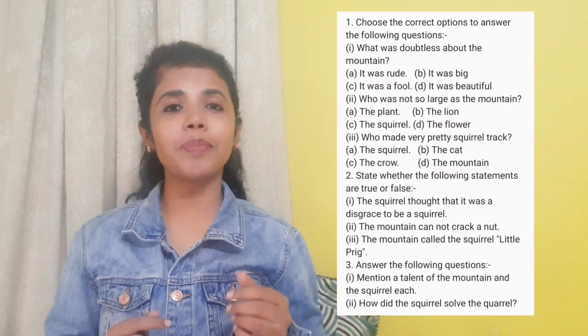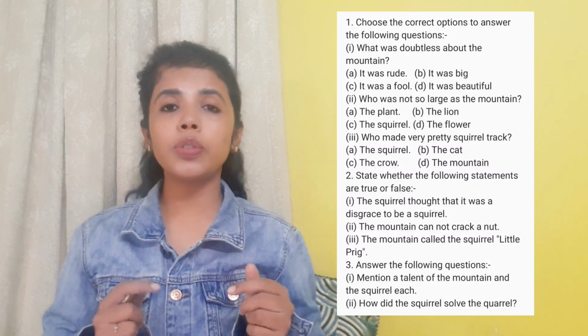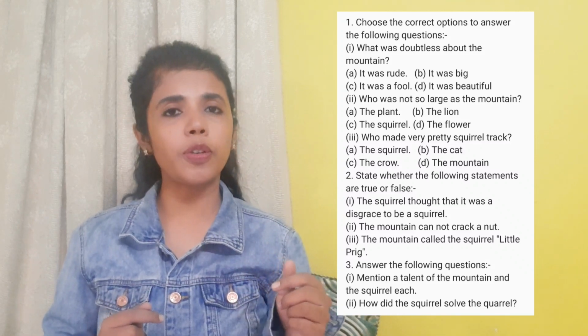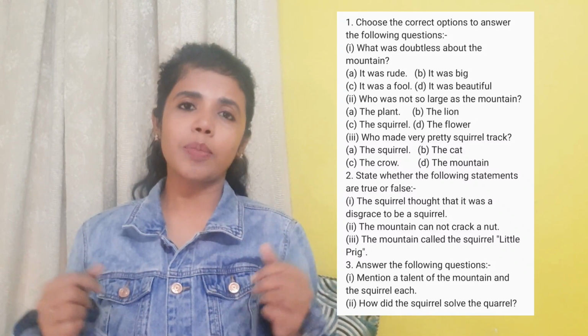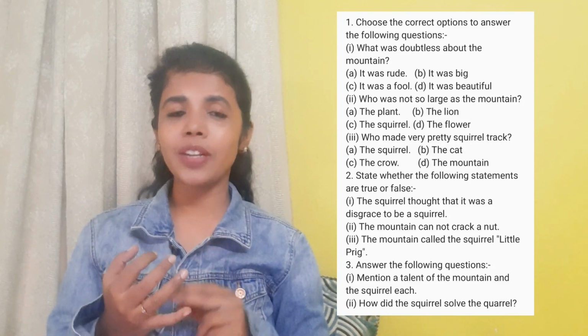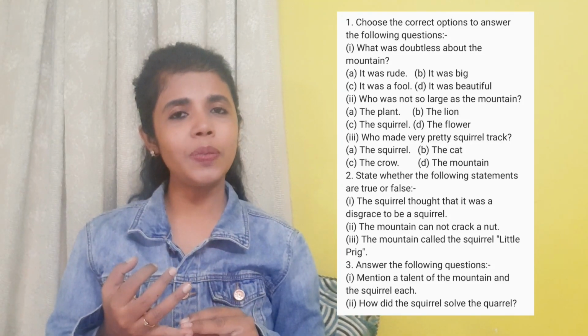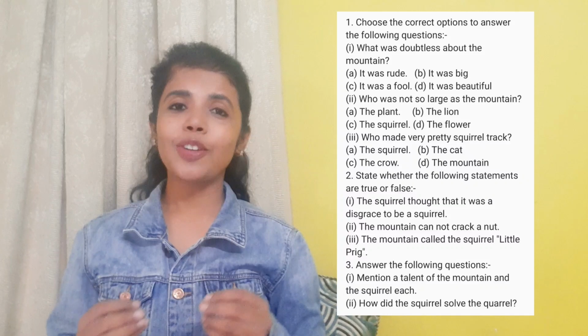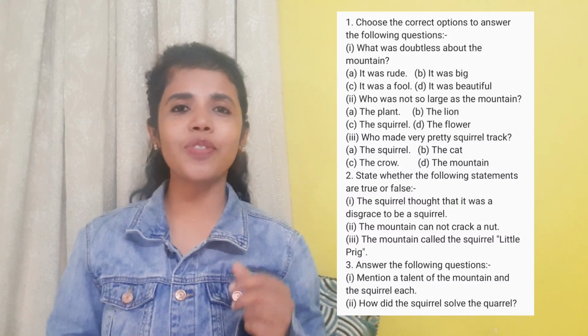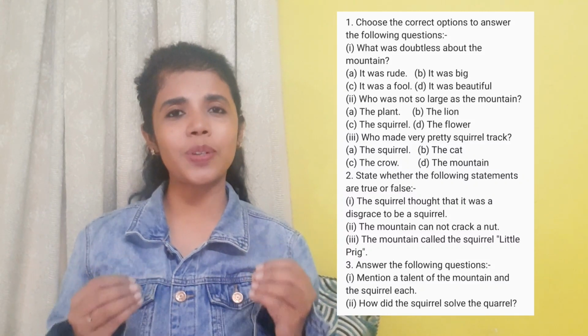Now the questions that might be given to you based on this poem are, like number 1 can be a multiple choice question. Choose the correct option to answer the following questions. What was doubtless about the mountain? It was rude, it was big, it was a fool, or it was beautiful. Based on the poem, the answer should be it was big. The mountain was doubtlessly big.